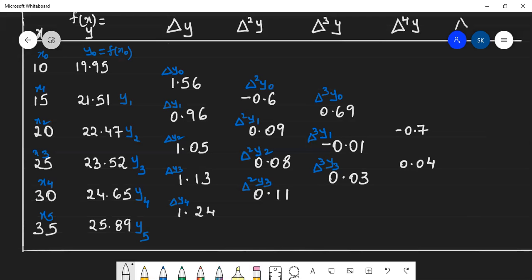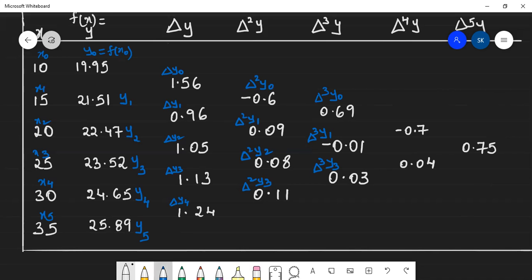So finally I have delta power 5 y. So what will I get here? I have 0.04 minus of minus 0.7, which means plus 0.7. I'll have the value as 0.74. Should I do the next column? There's no possibility of doing the next column because there are no two elements. I have ended up with one element in the column, so I'll end here.